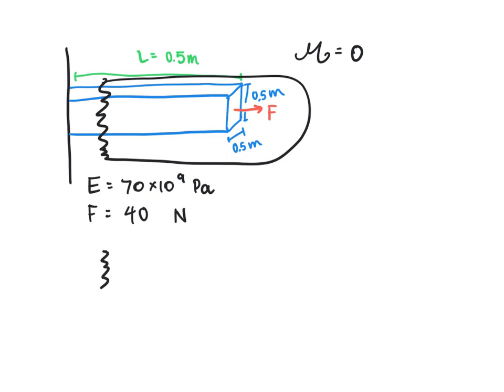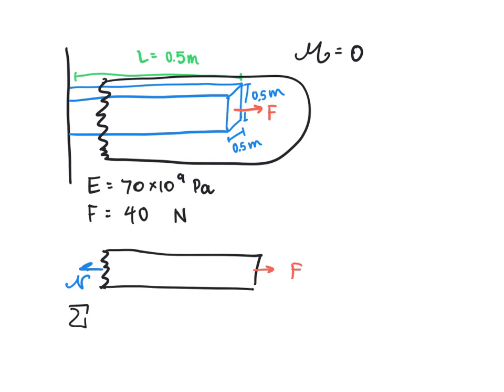So we could redraw the beam. We are going to draw the force here, and we know that the internal force here is going to be the normal force, which I again depict by a curly N. So now all we have to do is write our equilibrium equations.